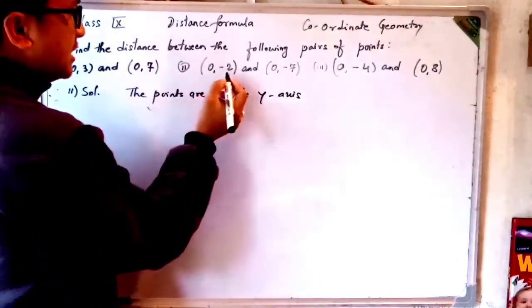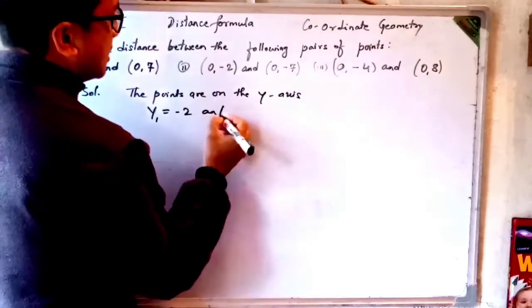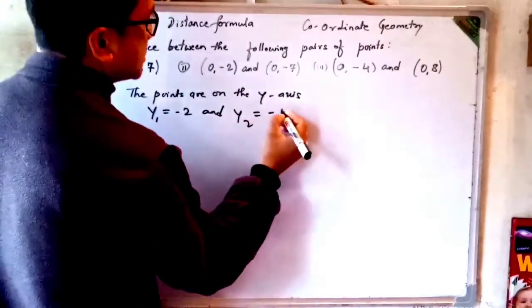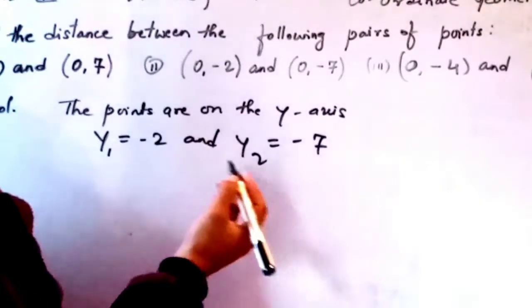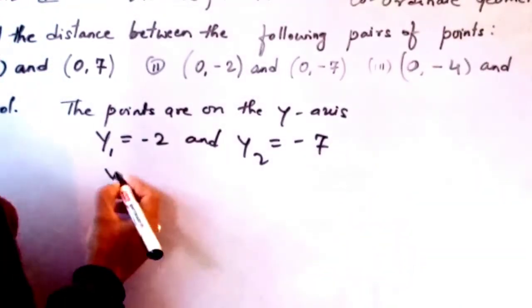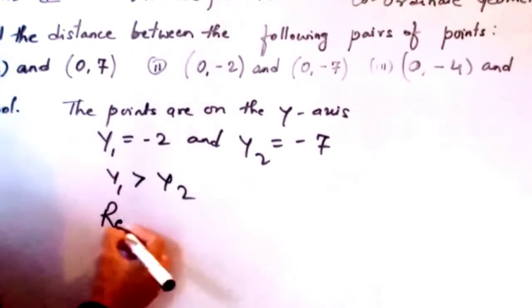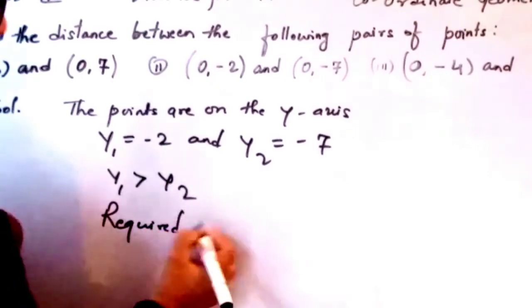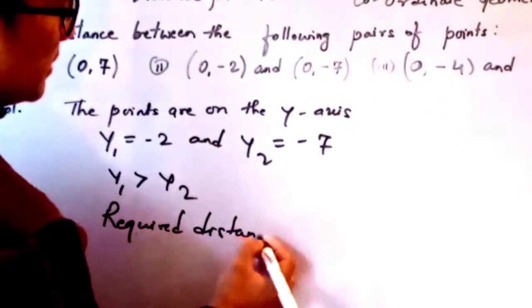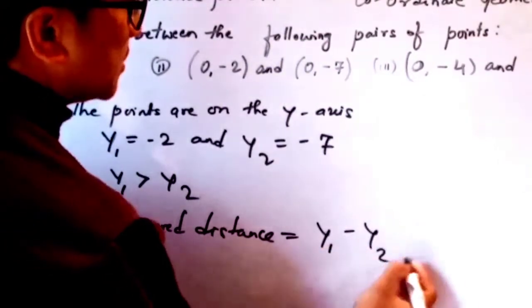And let us consider this as y1. Your y1 equals -2 and y2 equals -7. Here y1 is -2 and y2 is -7. That means y1 is greater than y2. So required distance will be equal to y1 minus y2.